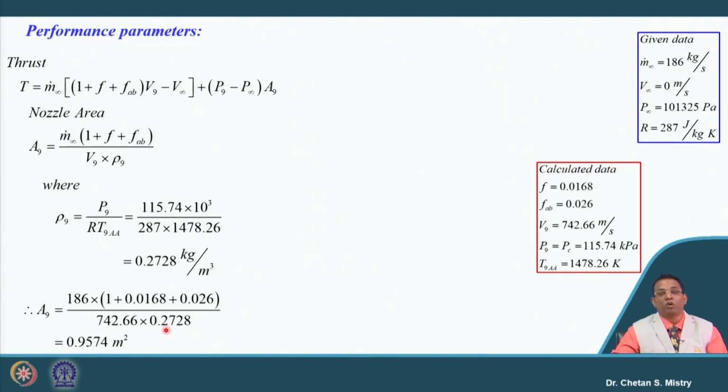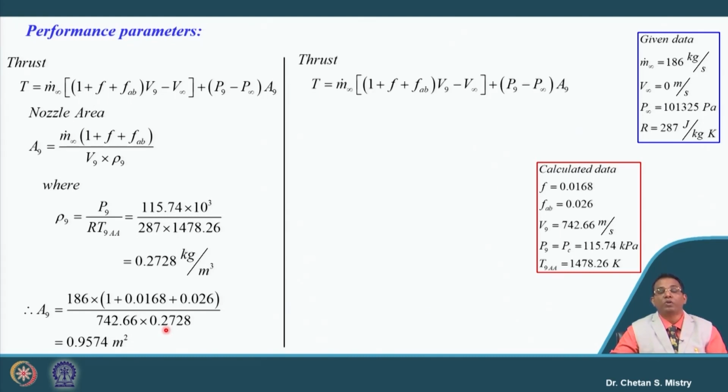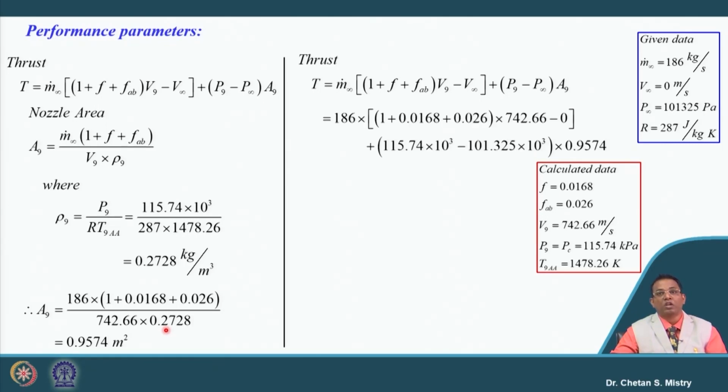Since A9 is now also known to us, we can straightaway put this value in our thrust equation. For the thrust equation, we know all these parameters. So, let us put in these numbers: m dot infinity is 186, F is 0.0168, FAB is 0.026, exit velocity is 742.66, and since this is my ground condition, V infinity equals 0. The pressure calculation we have done, my atmospheric pressure is known, and the area we have calculated. So, this thrust comes to 157.8 kilonewton.